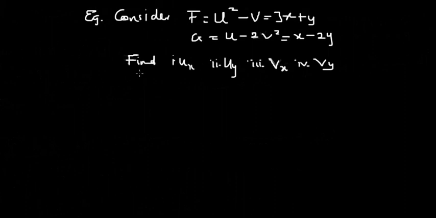Now let's look at this question. Consider this expression: f equals u squared minus v equals 3x plus y, and g equals u minus 2v squared equals x minus 2y, and then we are told to find ux, uy, vx, vy. So ux is the same as the partial derivative of u with respect to x. Same applies to all of these. So I might solve 3 of these, and then I'll let you solve the final one so that we get to proceed to the 3 by 3 determinant. Right, so let's see how we do this.